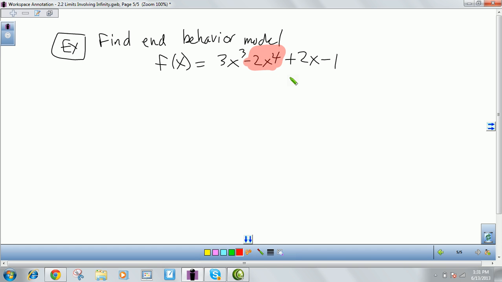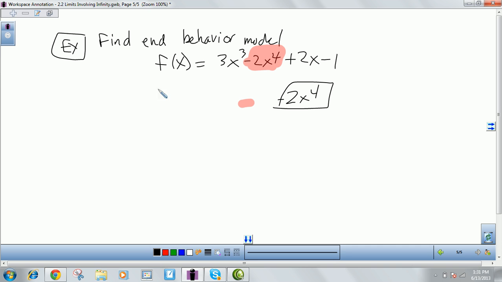The highest degree term of the polynomial is what dictates what it's going to do as it gets larger and larger, or smaller and smaller, either more positive or more negative. That's what it's going to determine. And so your end behavior model in this case is negative 2x to the fourth.